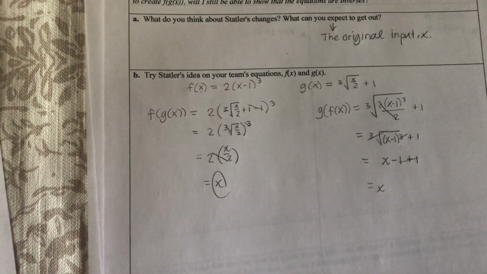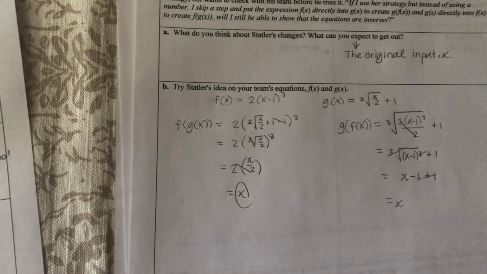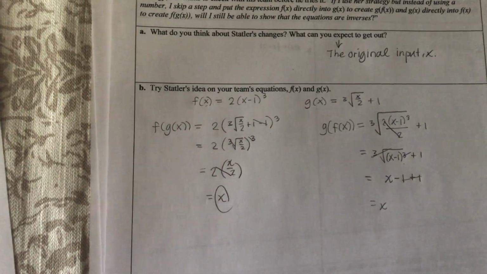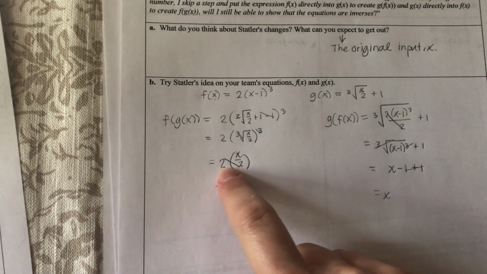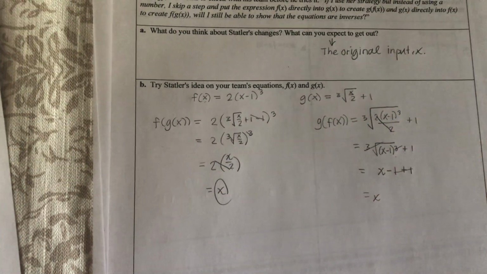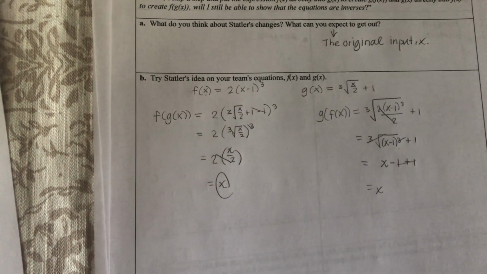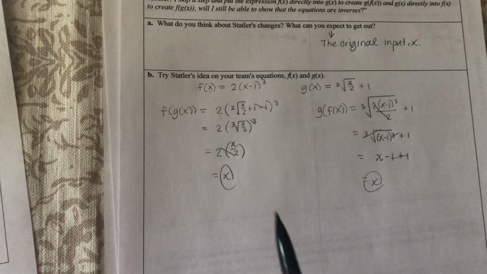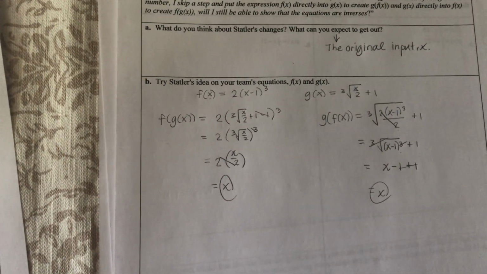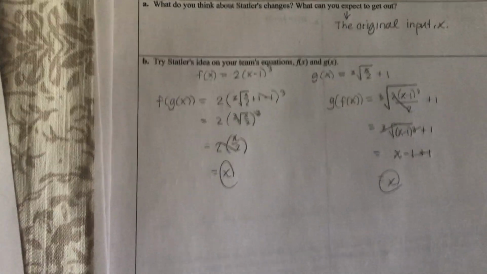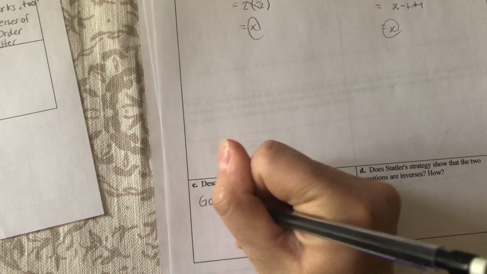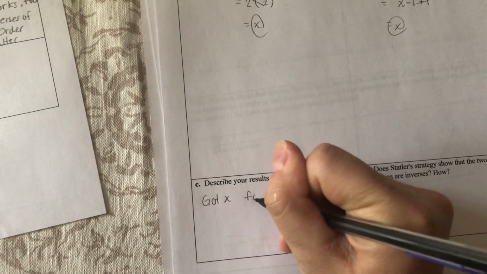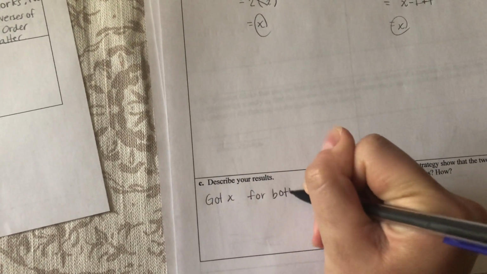You have to do both pieces of work. You're going to notice that the steps are very similar, but they might be in opposite order. See, here our 2's canceled out last, but here they canceled out first. So be careful that you're using PEMDAS when you're simplifying. Okay, so since we both ended up with the original input, I know for sure that these are inverses of each other. Describe your results. Got x for both, which is the original input.